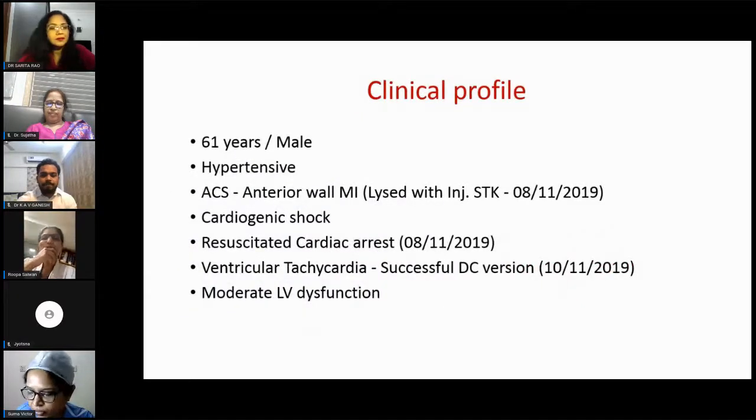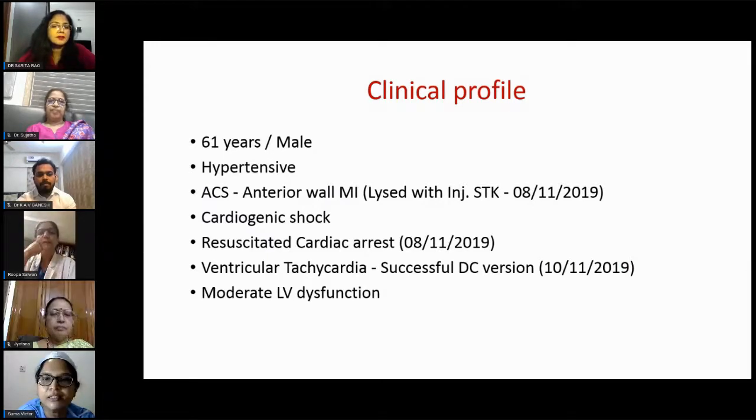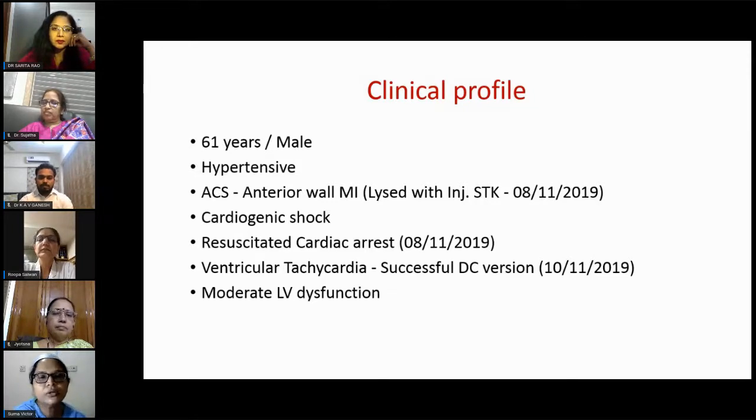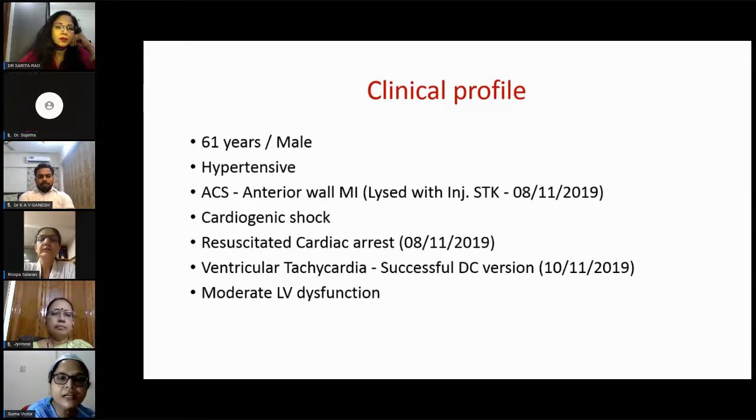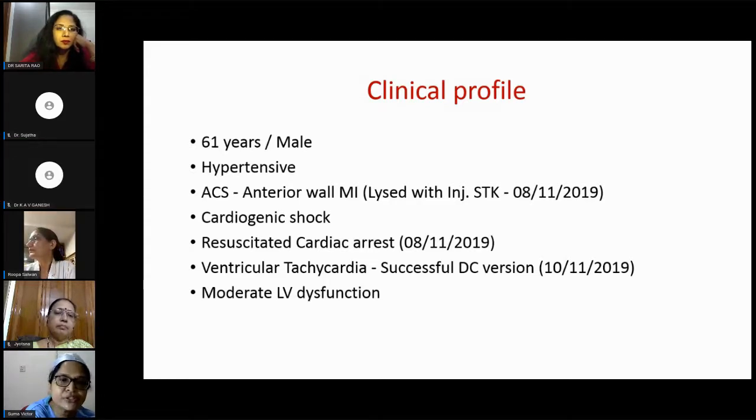So today, instead of a complex case, I wanted to show something that we encounter in our everyday life and how to deal with those kinds of things, especially with regard to bifurcation lesions and acute coronary syndromes. This is a 61-year-old gentleman. He is hypertensive. He had an anterior wall MI and was lysed with streptokinase outside. Then he was referred to us within a couple of hours. He was in cardiogenic shock.